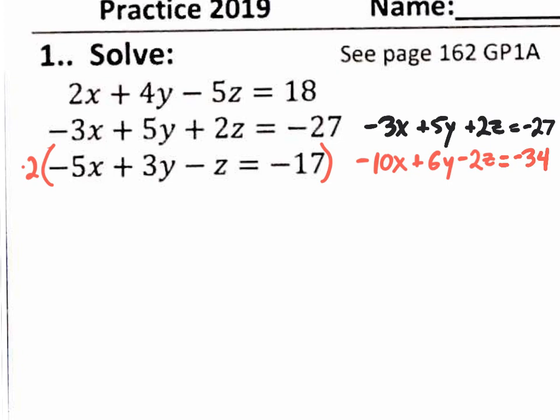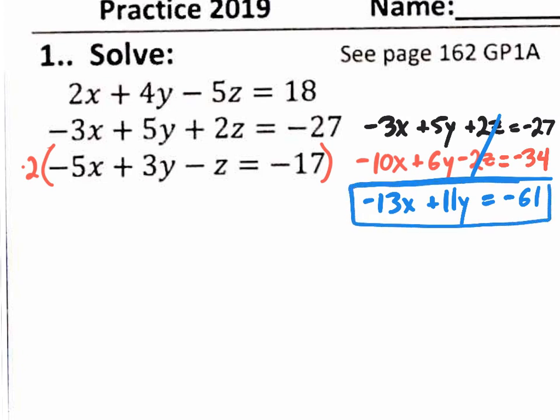So we've already modified one equation so that the z's will cancel. So now we're actually going to combine and cancel those z's. We end up with negative 13x plus 11y, z's cancel, equals negative 61. We call this our new equation number 1, ladies and gentlemen. I'm going to put n, new equation 1.